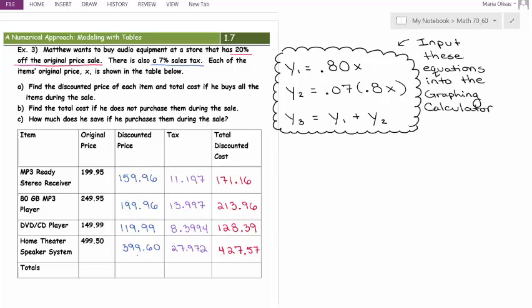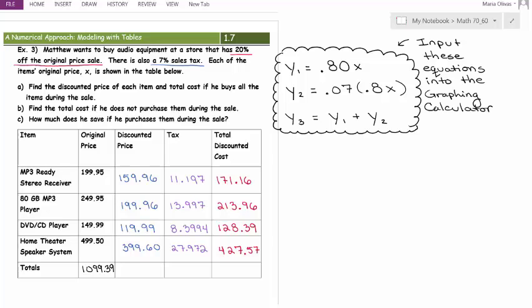So the 199.95 plus the 249.95 plus the 149.99 plus the 499.50 comes out to a grand total of $1,099.39. So that would have been the price. That's the answer for part B, the total cost if you did not purchase them on sale. Well, actually it's not the total cost because it's still missing the tax. I'm still going to have to find the tax on that amount.